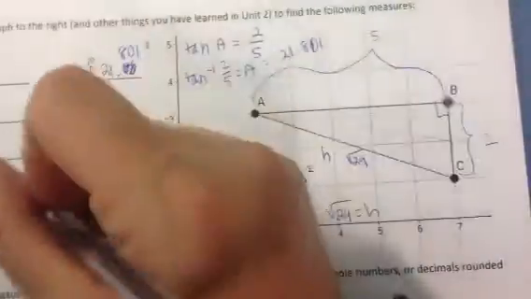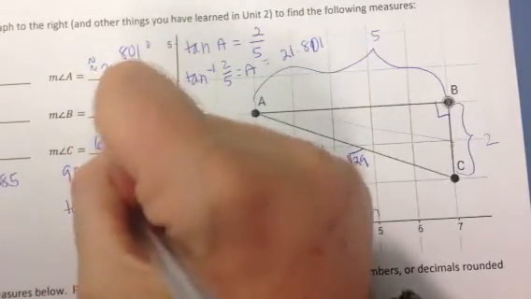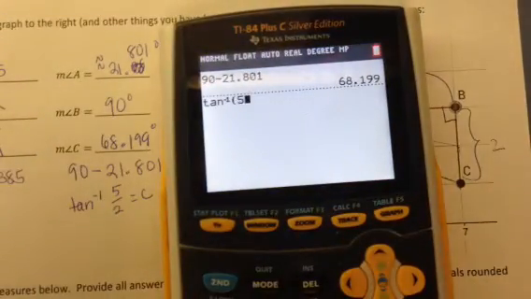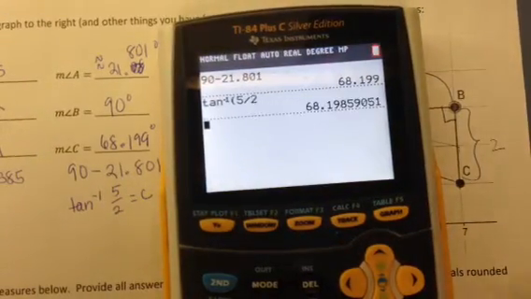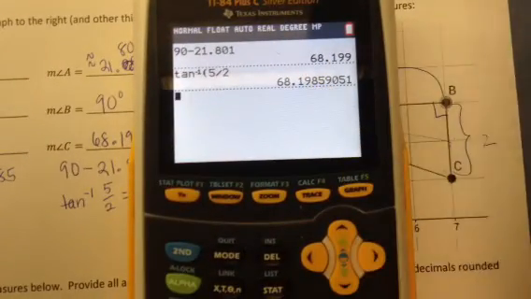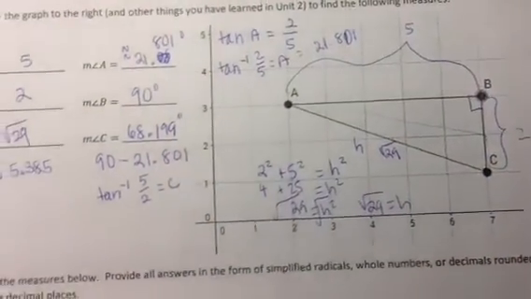And if you were instead to use the tangent function, that would be the inverse tangent of 5 halves to get angle C. So if you wanted to check yourself another method, the inverse tangent of 5 divided by 2, we get 68.1985, which rounds to 68.199. All right, that is all you need to know for problem 6.